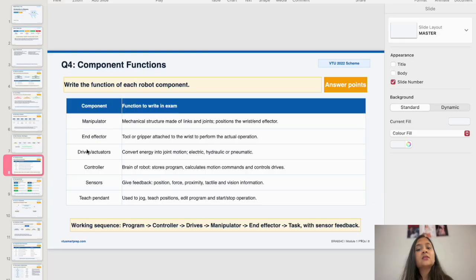And the third is drive and actuators. They convert energy into motion. They may be electric, hydraulic, or pneumatic.